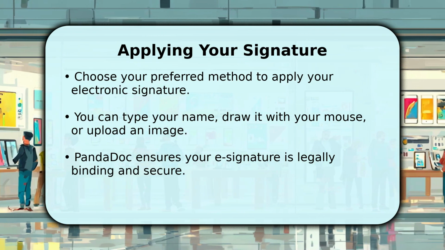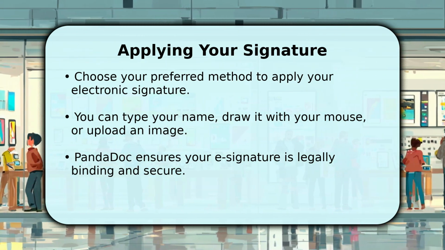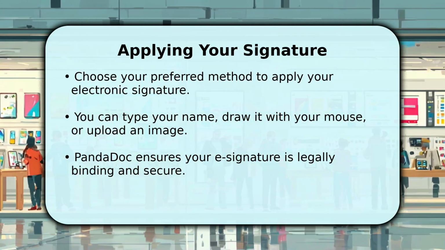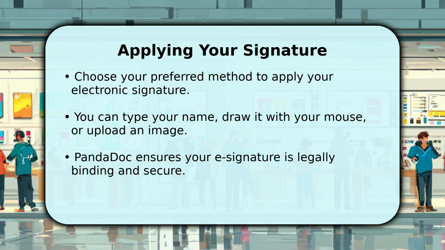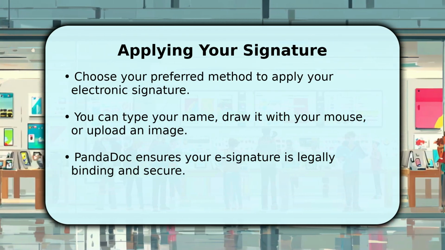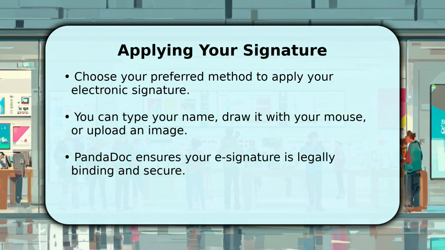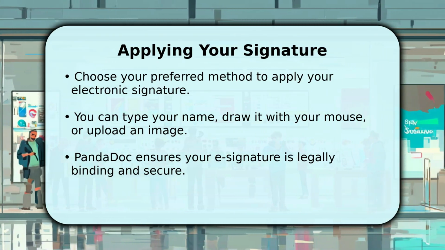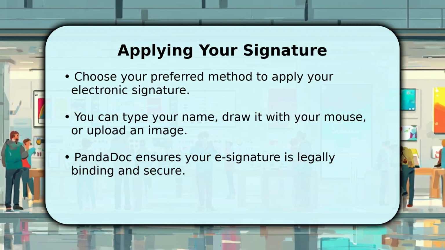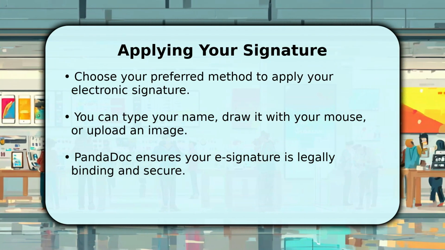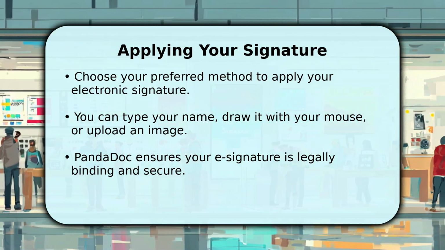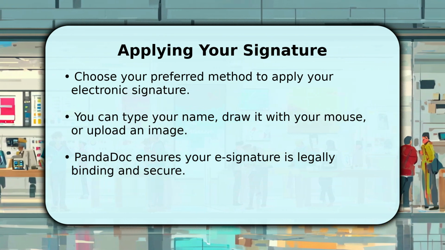Now it's time to apply your signature. PandaDoc offers 3 convenient methods. You can simply type your full name and the system instantly converts it into a neat digital signature. If you prefer a more personal feel, you can use your mouse or trackpad to draw your signature directly. Or, for consistency, you might upload an image of your existing physical signature. Whichever option you select, rest assured your electronic signature is legally binding and fully secure.